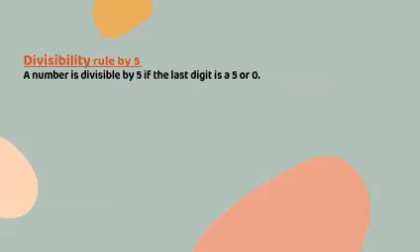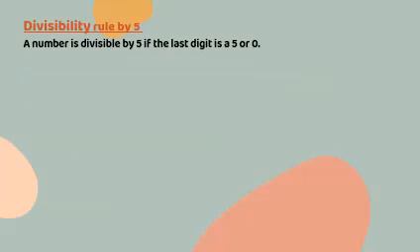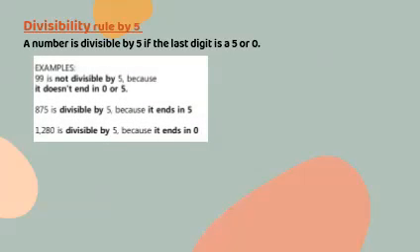Now how can I check the divisibility rule by 5? A number is divisible by 5 if the last digit is a 5 or 0. So you also check the ones digit. If you are checking divisibility by 2, you check the ones digit, and if you are checking divisibility by 5, you check the ones digit. Example, 99 is not divisible by 5 because it doesn't end in 0 or 5.